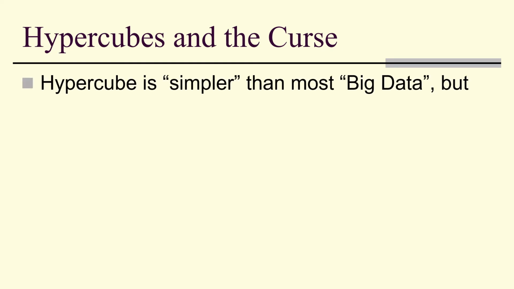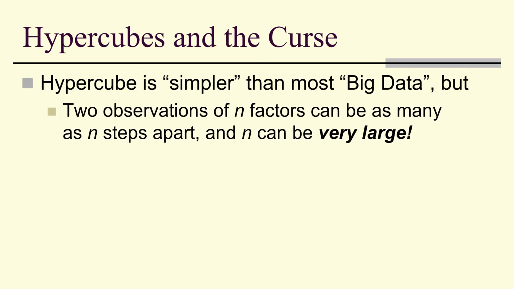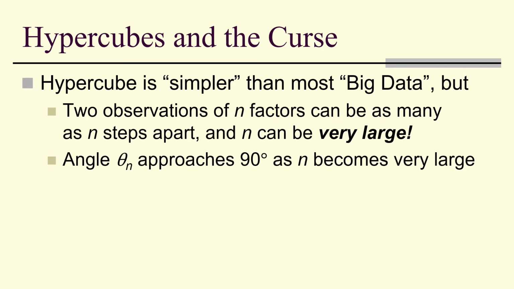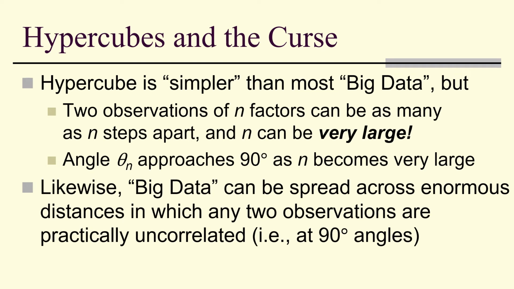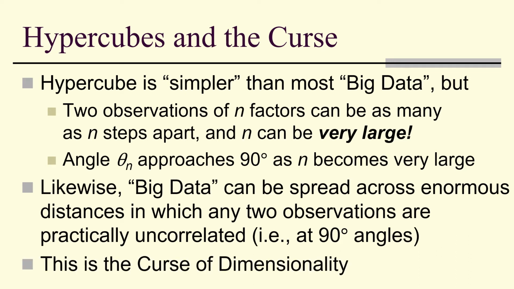So a hypercube is much simpler than most big data. However, 2 observations of n factors can be as many as n steps apart, and n can be incredibly large. An angle between an axis and the main diagonal approaches 90 degrees as n becomes very large. Big data is even worse. You have the data spread out across enormous distances in which any 2 observations are practically uncorrelated, i.e. at 90-degree angles. This is the curse of dimensionality.